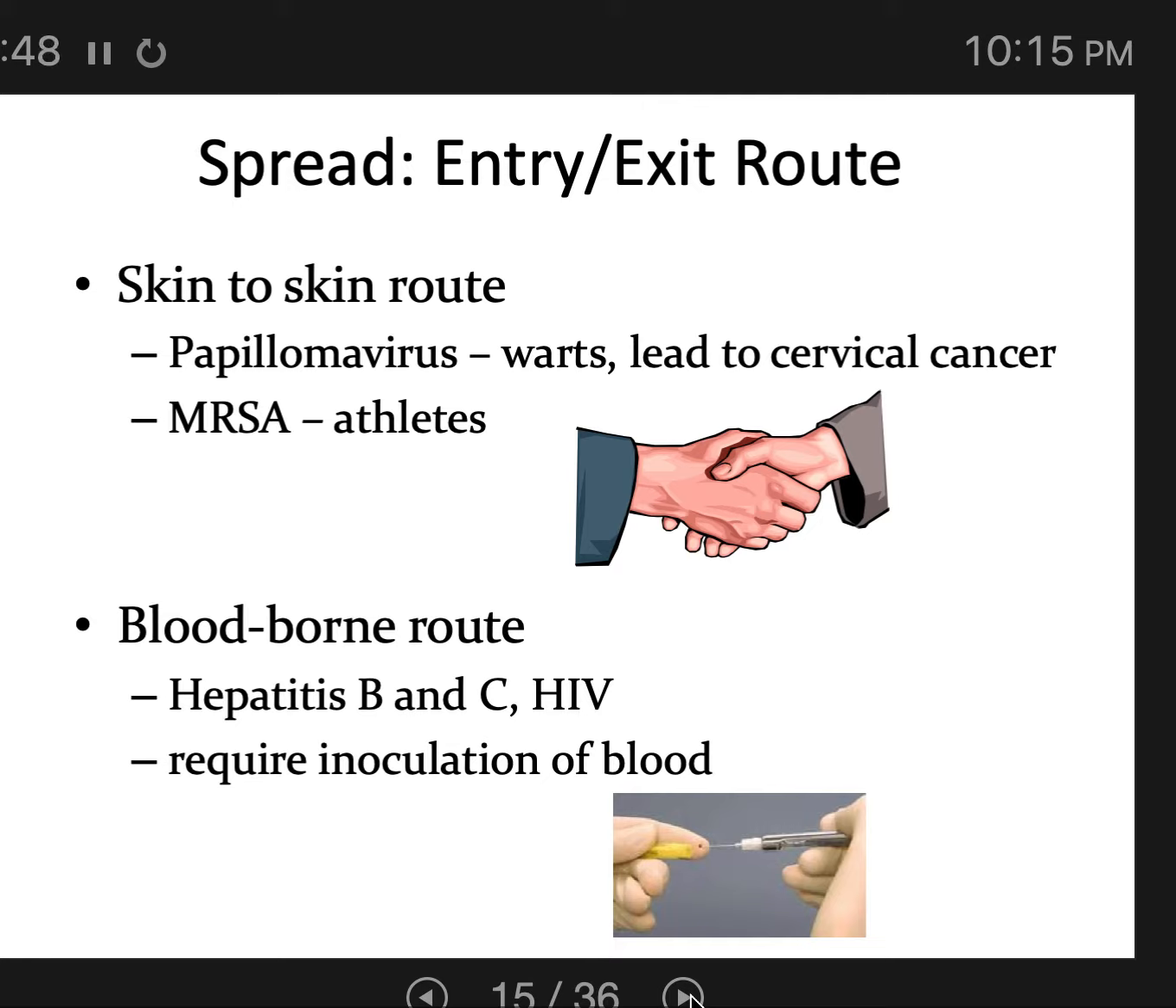Another entry-exit route would be the blood-borne route. These are pathogens that have to move directly into the bloodstream. So hepatitis, HIV can be passed this way, through the blood-borne route.